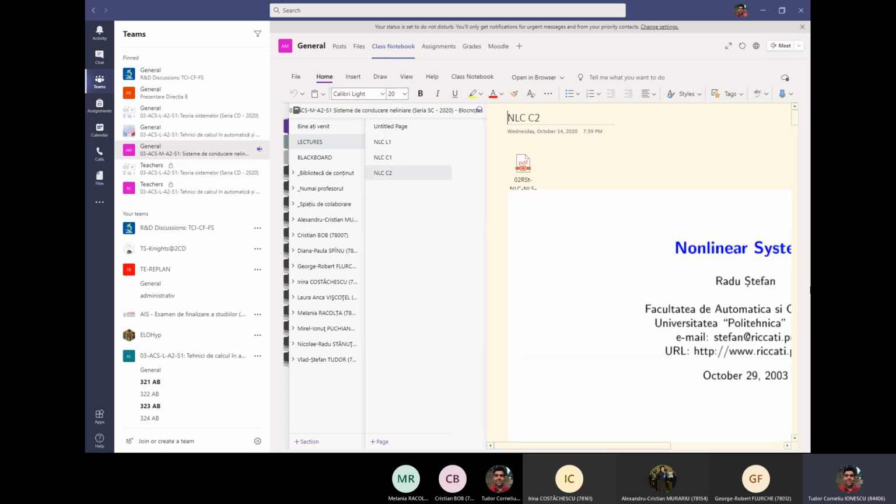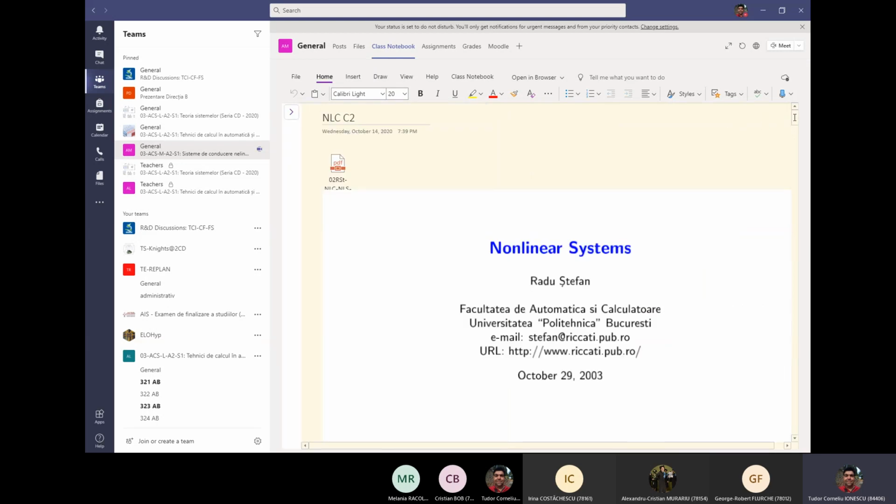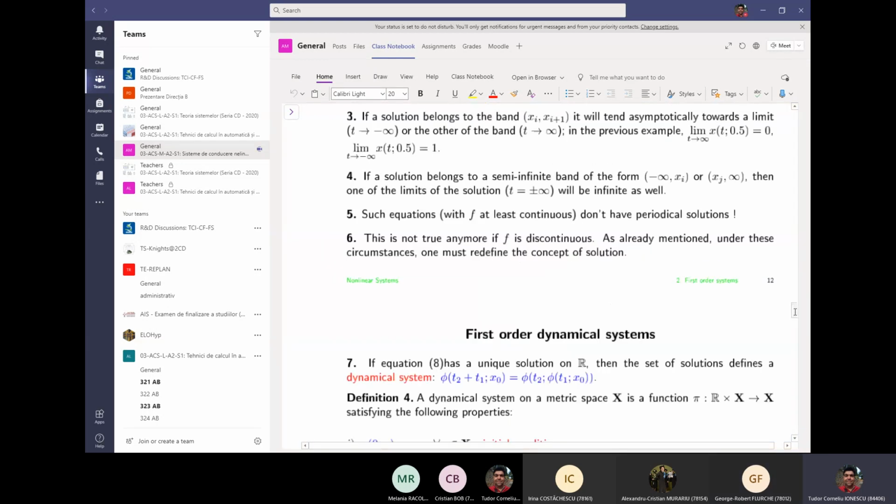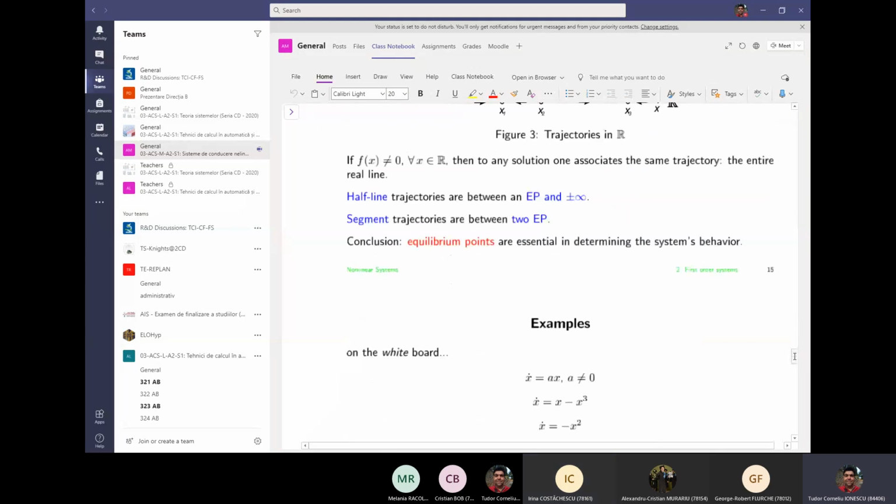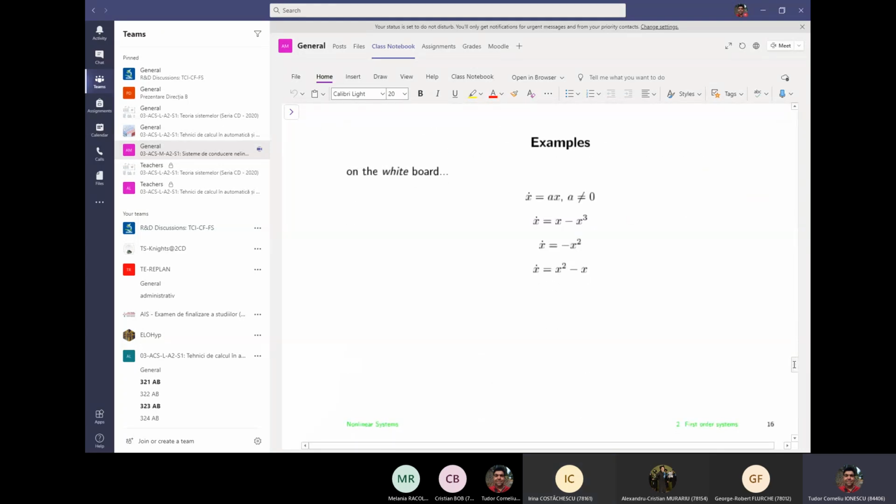On my desktop, the OneNote has not recorded my notes. But if you look in your OneNote, probably you'll find what I wrote next to the slides.